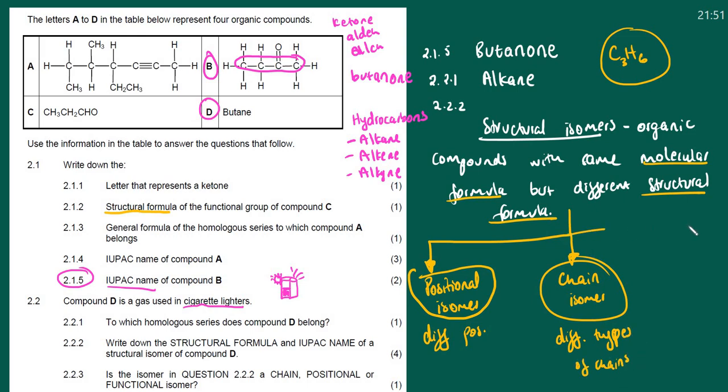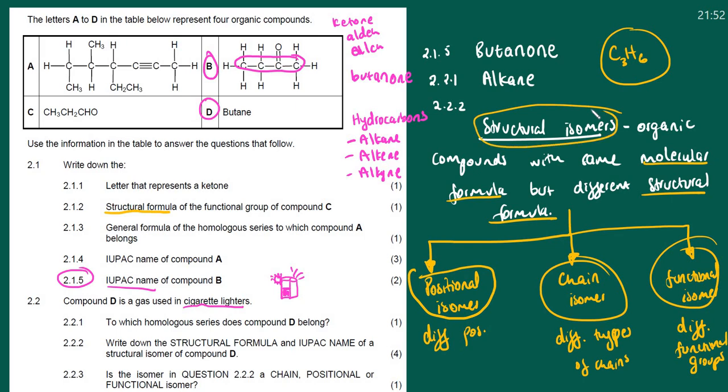Or it could be that when you draw it, it just so happens that the functional groups are not the same, which means that one would be a functional isomer. This one will have different functional groups. So we have three types of structural isomers: positional isomers, chain isomers, and functional isomers. Structural isomer is an umbrella term housing all of the different isomers that we have. It just says that they have the same molecular formula but different structural formula, which means they are drawn differently. You understand me?